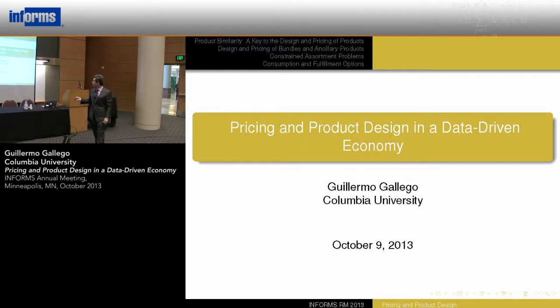And so the first topic I'm going to cover today is product similarity, a key to design and pricing of products. That's work with HP, and to some extent it's a response to a situation like the one I just described, where it was really not possible to fit a demand model that could lead to a good pricing engine.